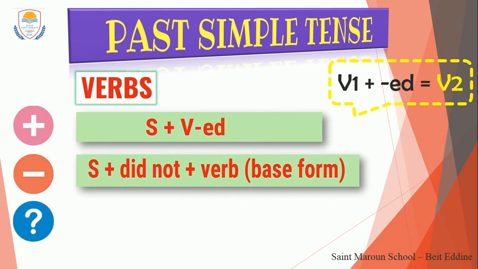Now, in the negative form, I put the subject in the beginning and I use the helping verb did, because I need a helping verb to put with not, plus the verb in the base form. So I don't put the verb in the past, I don't use verb 2, because if I use did, I cannot have verb 2 in the same sentence. So I cannot have two verbs in the past together in one sentence.